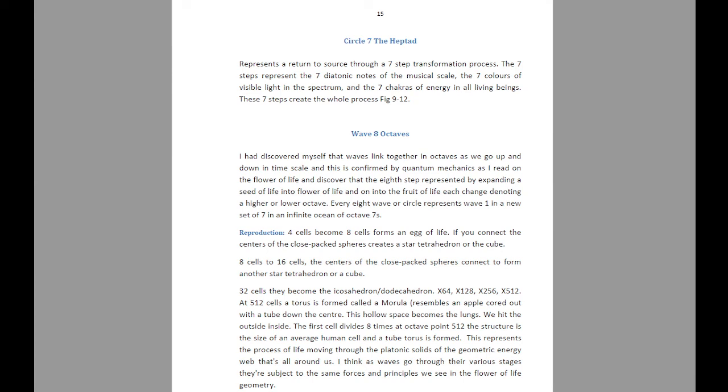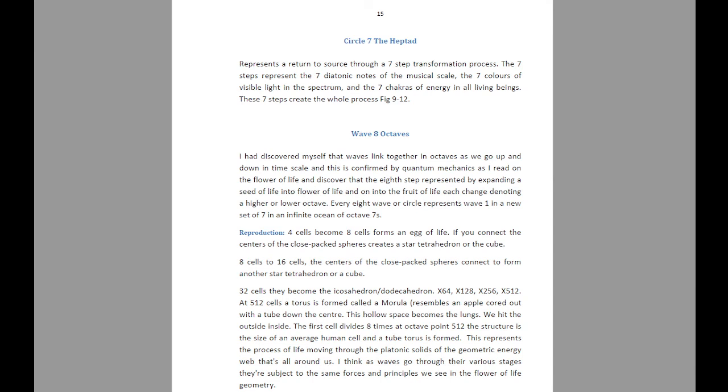Reproduction. 4 cells become 8 cells, forming an egg of life. If you connect the centers of the close-packed spheres, it creates a star tetrahedron or the cube. 8 cells to 16 cells, the centers of the close-packed spheres connect to form another star tetrahedron or a cube. 32 cells become the icosahedron/dodecahedron. x64, x128, x256, x512. At 512 cells a torus is formed called a morula, resembling an apple cored out with a tube down the center.